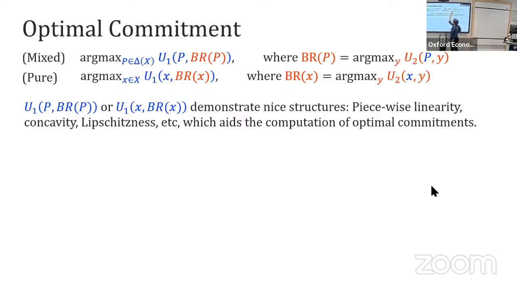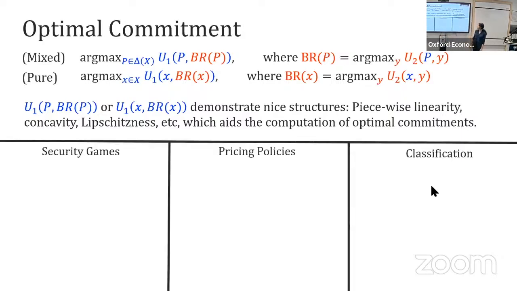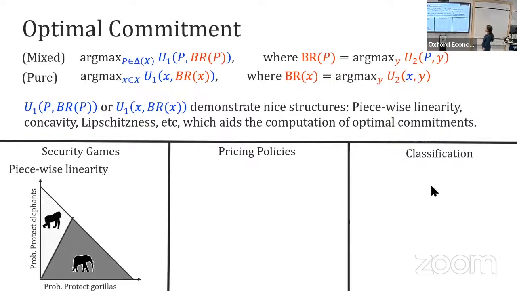And in fact, once I write the optimal commitment, it's like a simpler maximization on a single function. And this function tends to have certain properties. In the three examples I gave you, it tends to have piecewise linearity or piecewise Lipschitzness and concavity. So in security games, for example, you can think about the space of your mixed strategies as probability vectors of how you're protecting different animals.